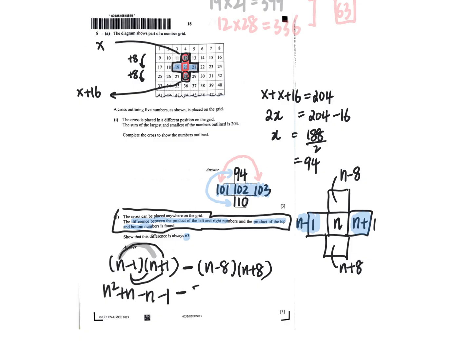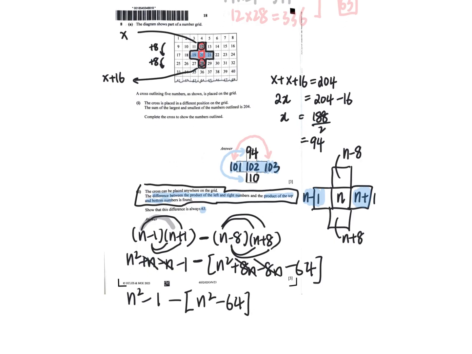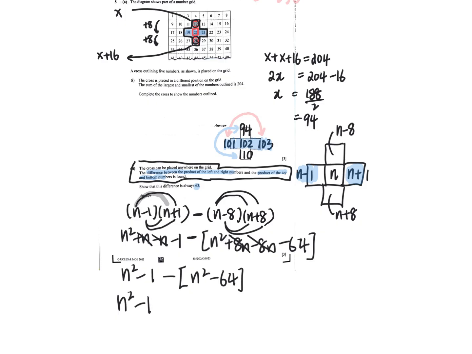This one, the minus later, we expand first. n square plus 8n minus 8n minus 64. So if you simplify, the n is gone. Okay, if you simplify, the 8n is also gone. So what you will see is n square minus 1 minus n square plus 64. Can you see the n square cancels out? 64 minus 1 is indeed 63.